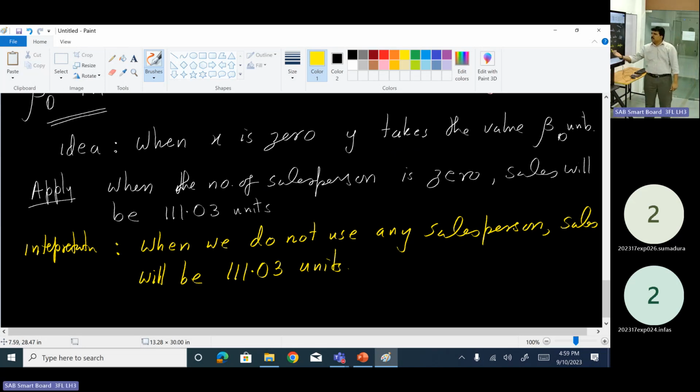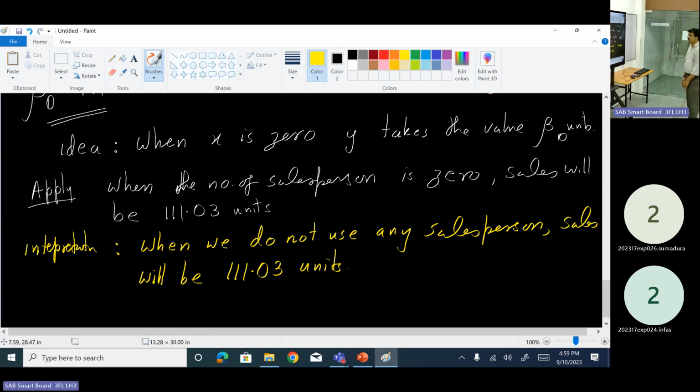Now, if we are not using any salesperson but still have sales, is it practically possible? Sometimes, something like an automated kind of process. But in most cases when we interpret, beta naught doesn't have a practical meaning. Beta 1 will have a practical meaning. But you can't remove beta naught, because if you remove it, the model will no longer be there.